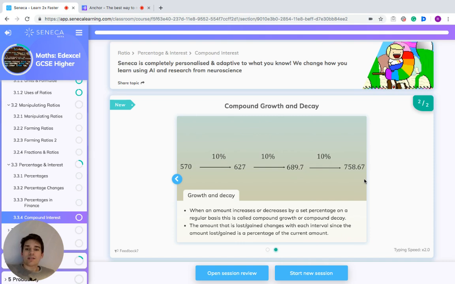Now, when an amount increases or decreases by a set percentage on a regular basis, this is what we call compound interest or compound decay, depending on if it's increasing or decreasing. And the amount lost or gained changes with each interval, since the amount lost or gained is a percentage of the current amount. So say you've got £100, you gain a bit of interest on it over a year, you then get interest on the full amount for the following year. So it will change each time.